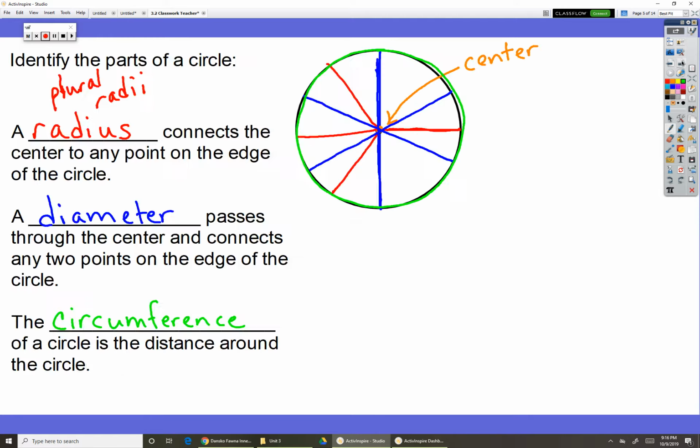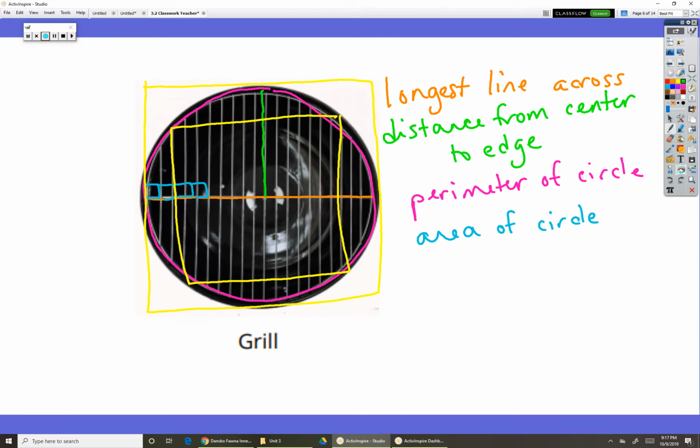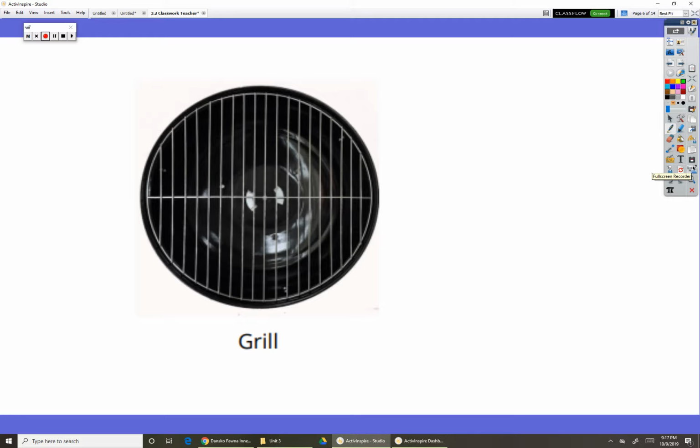Let's take a look now at our picture of the grill again. I'm going to get rid of some of this. I want you to think about the parts we just talked about, and think about where the center of the grill would be. The center would just be a point exactly in the center, just like this. That would be the center of the grill. A radius of the grill, let's keep our same color scheme here, would be any line that goes from the center to the outside of the grill, such as this. We could draw one that doesn't match the lines already in the grill. We could draw this. This would be a radius on the grill.